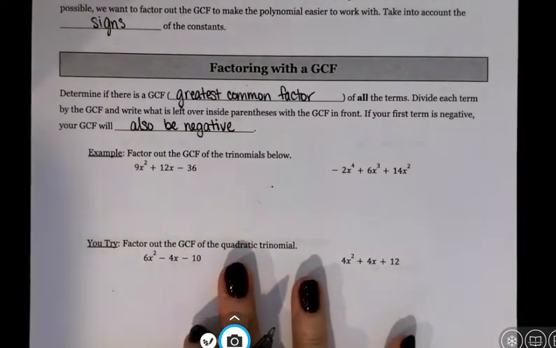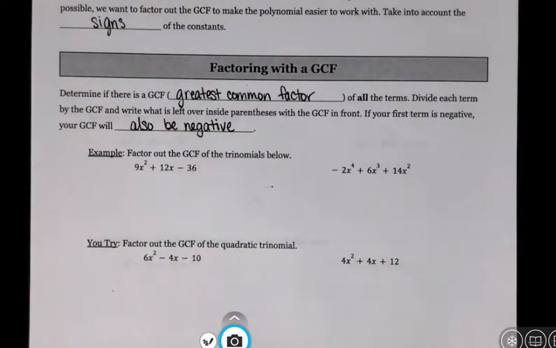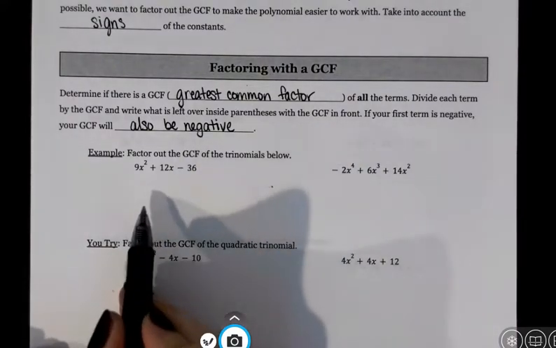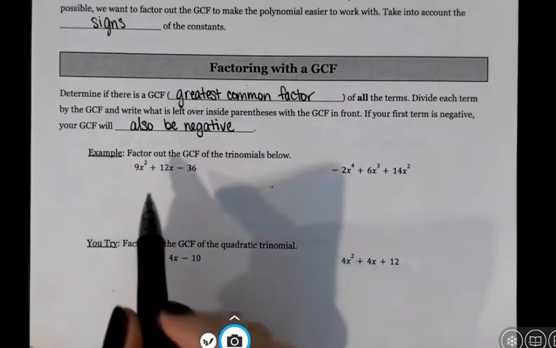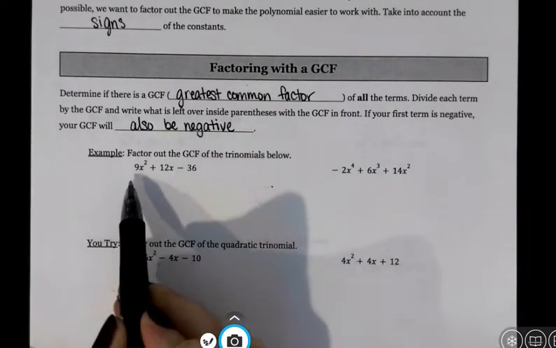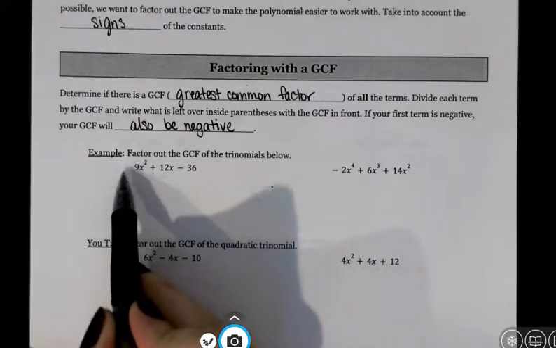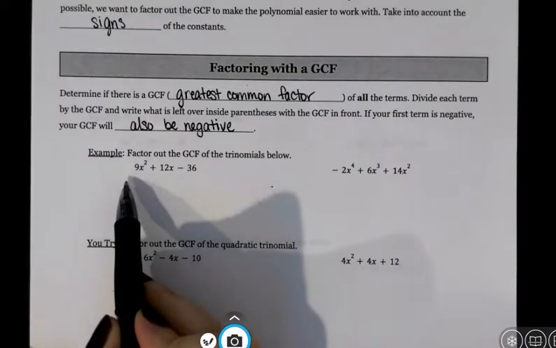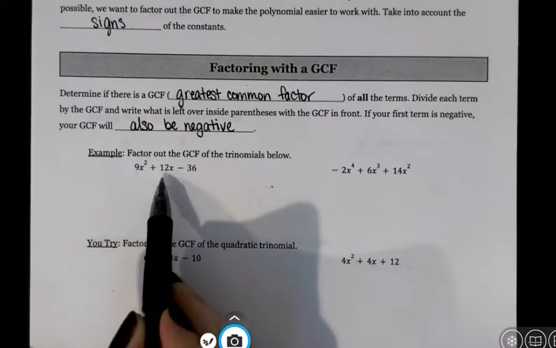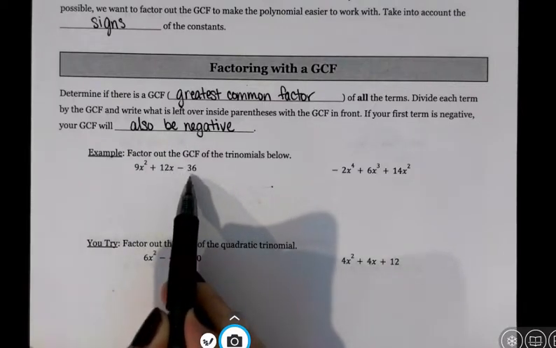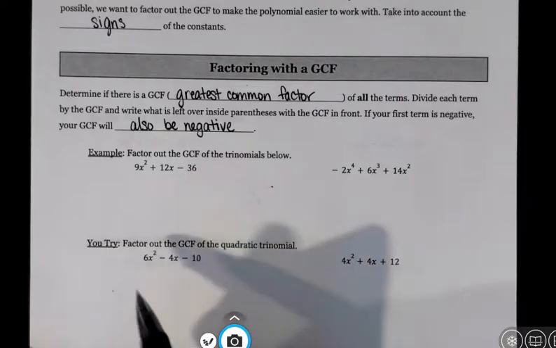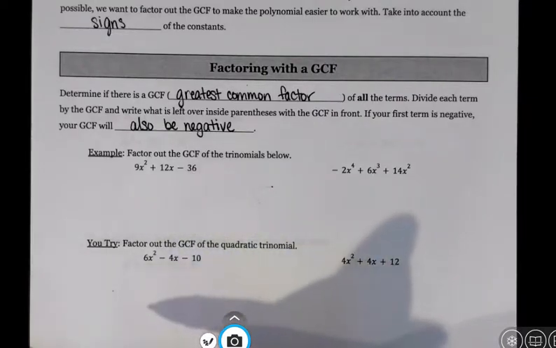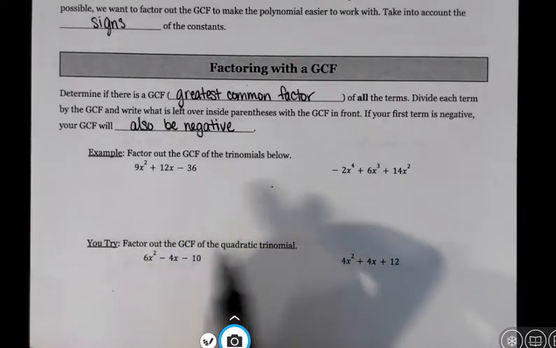So we're going to go through two examples of just factoring out the GCF. I'm going to start with this one. I want to look at each term and think what they have in common. Something I first notice is my A value is positive, so I know my GCF will also be positive. I have 9, 12, and negative 36. Right now, I'm not worried about the signs. I just want to see what they have in common. And I know I can divide all of them by 3.